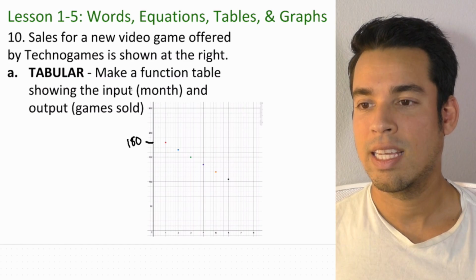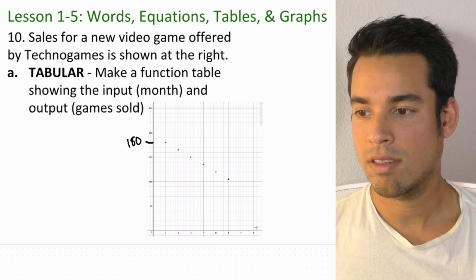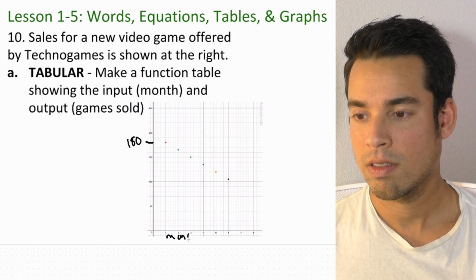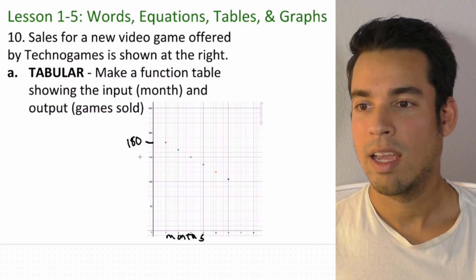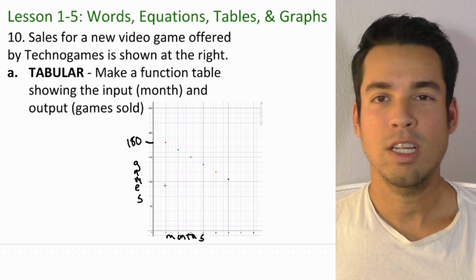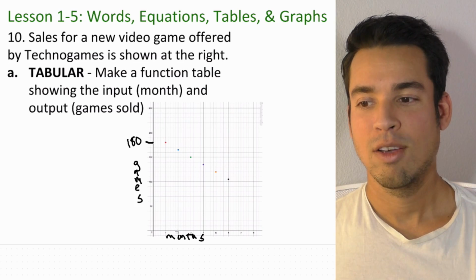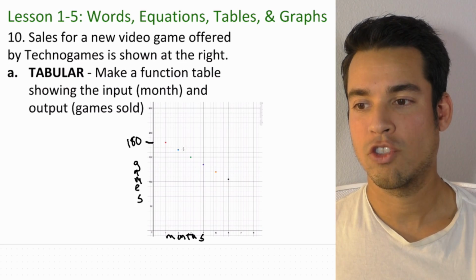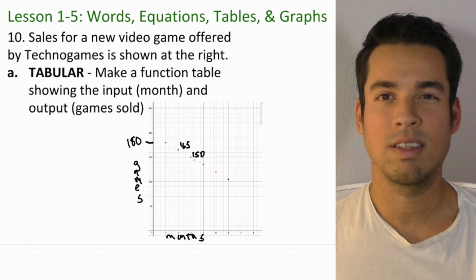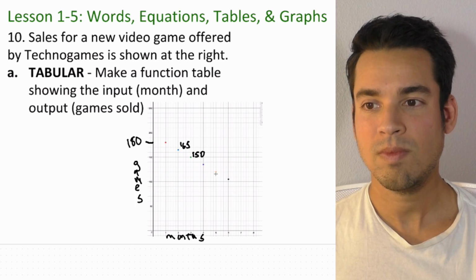So again, look, the input, which is our x, this is months down here. Let me write months down there. And here, this is games sold on the y. Just write games. So that's what's going on here. And it says at 1 month, we sell 180. At 2 months, this is actually 165. At 3 months, this is 150. So you notice it's kind of dropping in increments of 15.